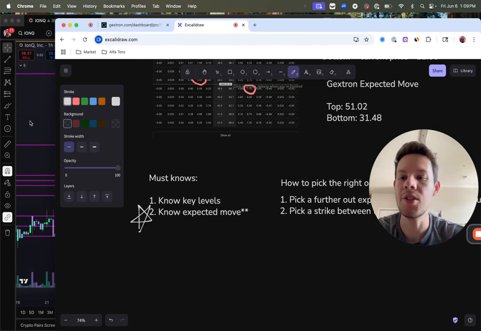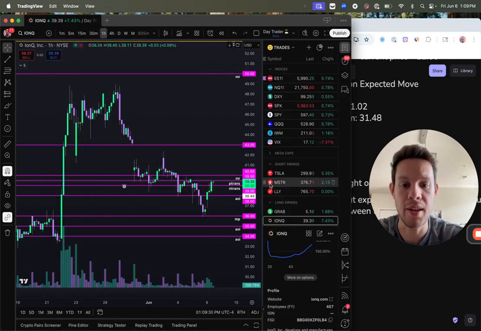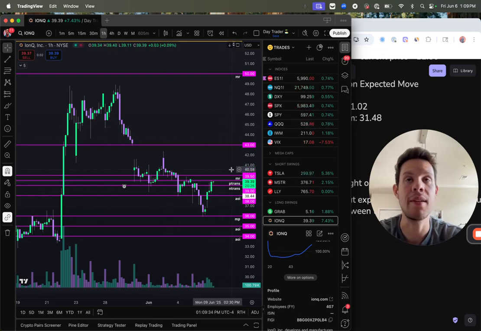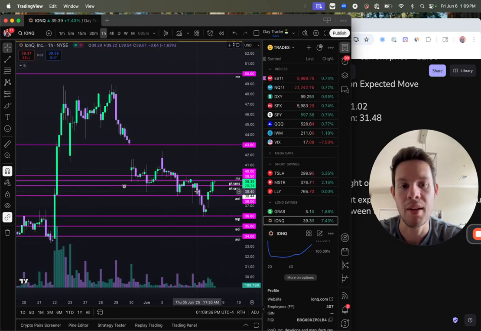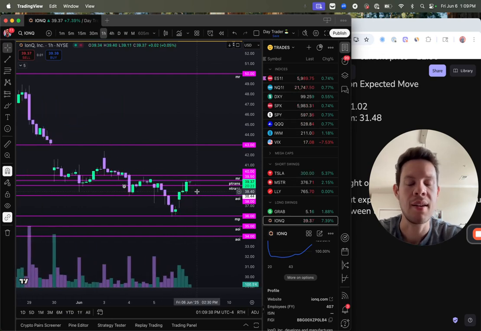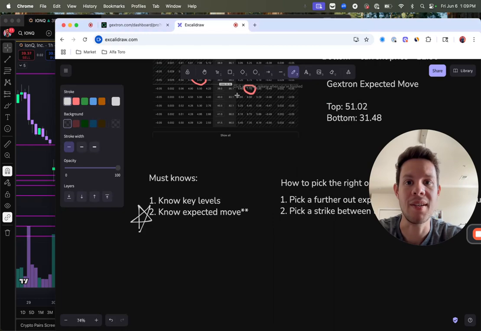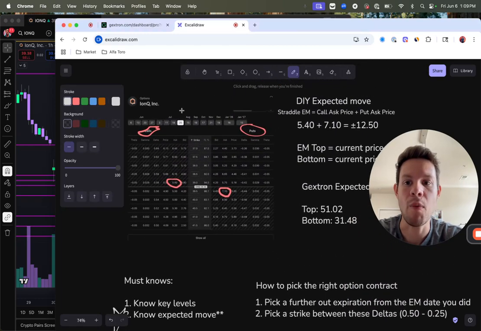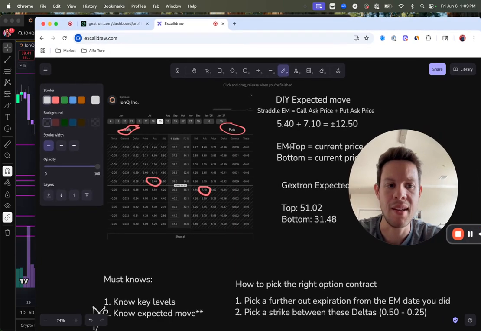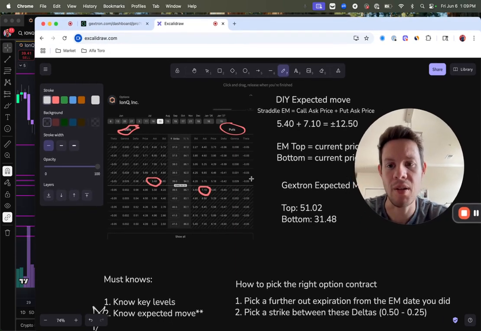So here's how you could do it. I'm going to show you a DIY method, and then I'm going to show you the Gextron method. And just know that I've been tweaking Gextron for a year now, so it's pretty on point. But I'm going to give you the DIY method, which is better than any other indicator that you may use, like ATR or ADR or whatever that's called.